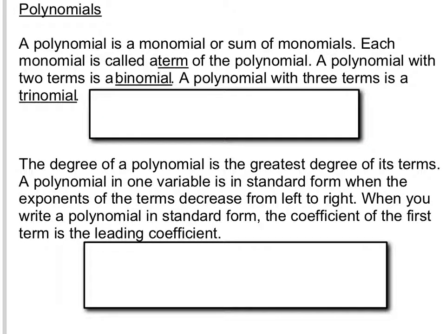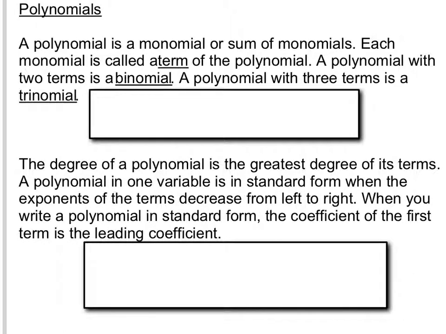Let's talk about polynomials. Poly meaning many. Basically, monomials are pretty boring. There's just a whole bunch of numbers and variables being multiplied together, and there's not too much we can do with them. But when we start to develop polynomials, which is a monomial or a sum of monomials, we can get more interesting problems. Each monomial is called a term of the polynomial, and a polynomial with 2 terms is a special case called a binomial.